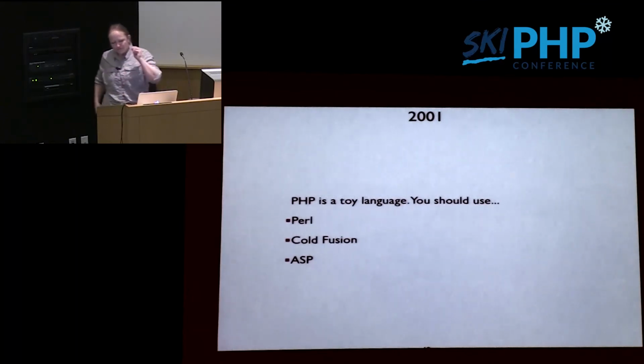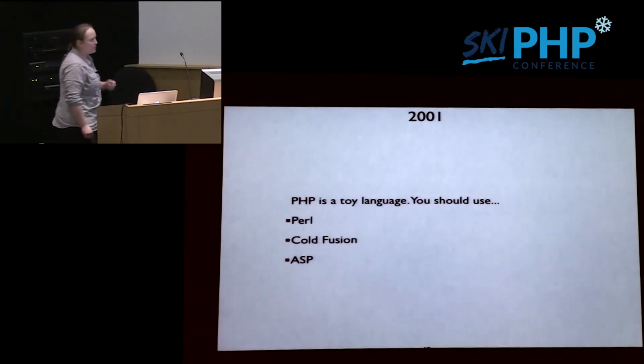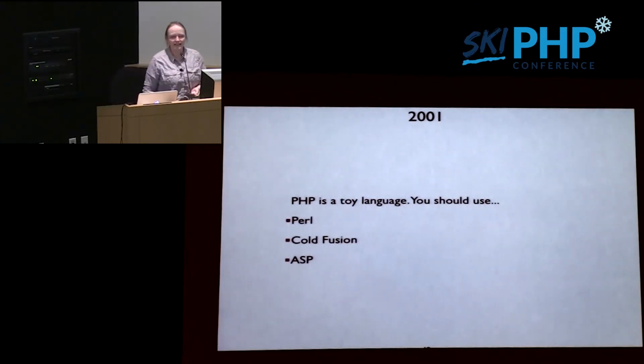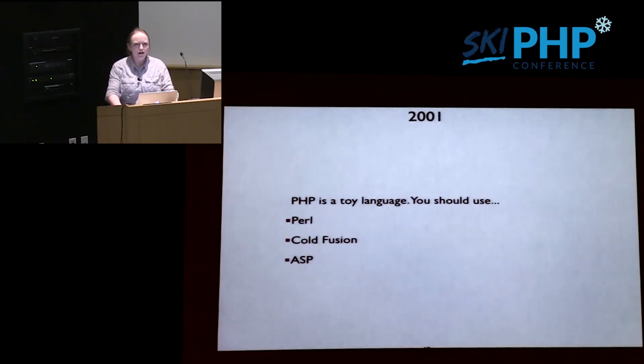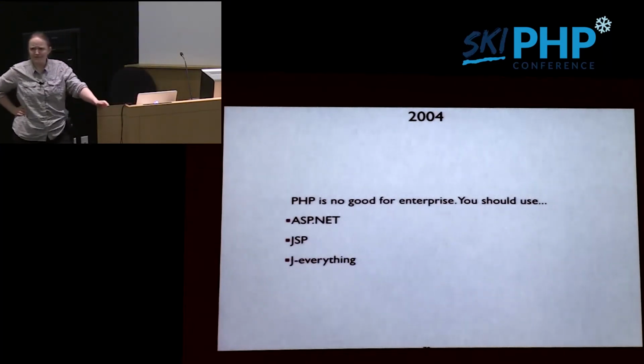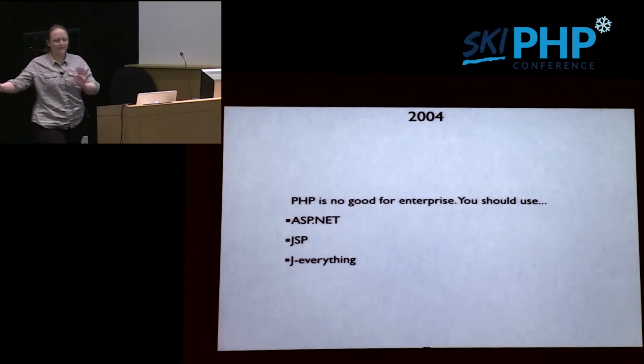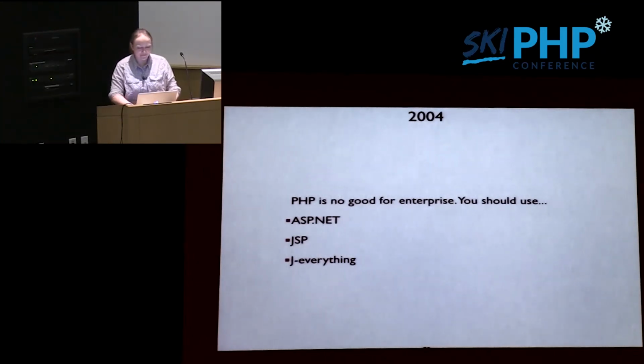Okay, so let me take you through the history of this. In 2001, people were telling me, PHP is a toy language. You should write your important web app in Perl, Cold Fusion, or ASP. Classic ASP, which wasn't classic then because it was the only kind, like when Classic Coke was the only Coke. All right. 2004, PHP is no good for the enterprise. You should use ASP.NET, JSP, or J something. It didn't actually matter what came after the J as long as it was J in front of it.